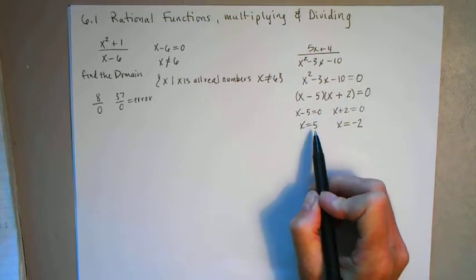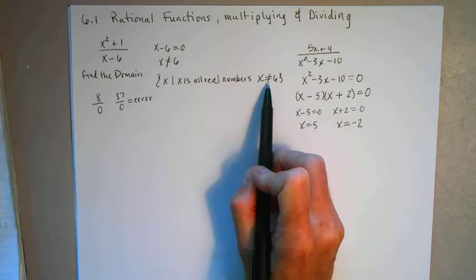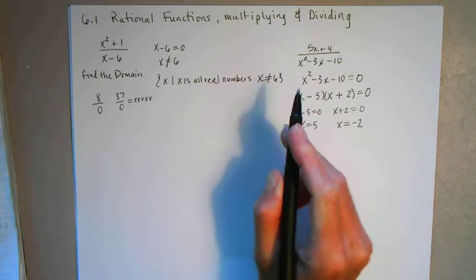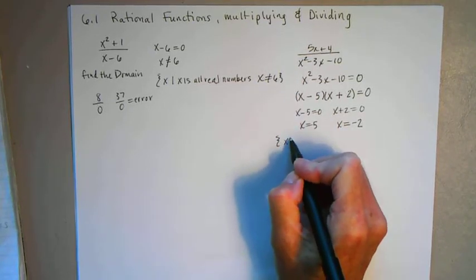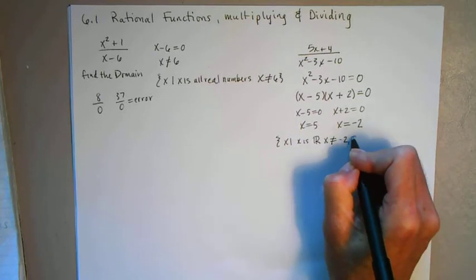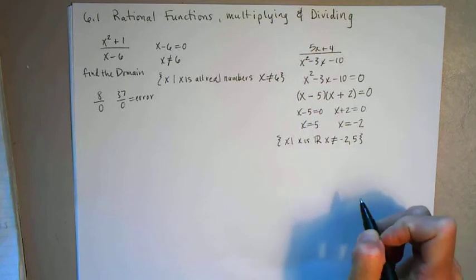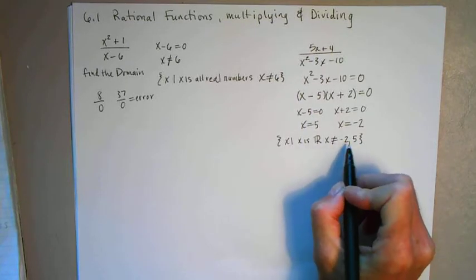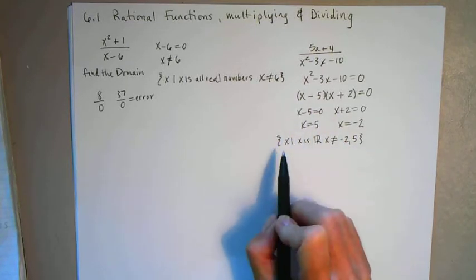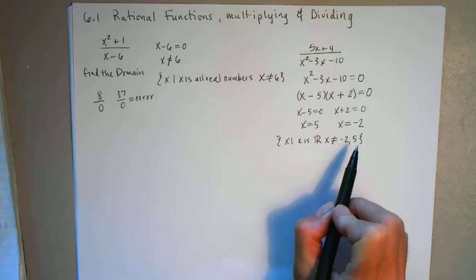Now remember, that's not our answer. That's what will not be part of the domain. So once again, we want to say x is such that x is all real numbers except negative 2 or 5. I just wrote those smallest to biggest. Of course, order doesn't really matter, but that's how your answer is going to look.